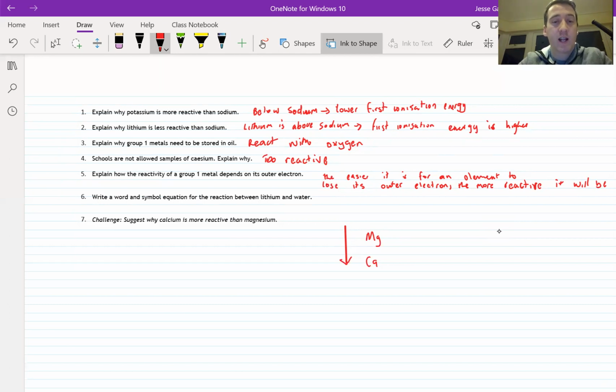So suggest why calcium is more reactive than magnesium. Calcium has a lower first ionization energy. As it has a lower first ionization energy, then it will be more reactive. So lower first ionization energy than magnesium, so it reacts more easily.